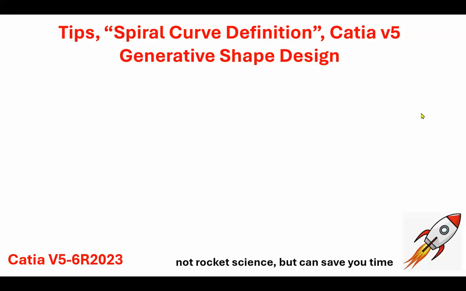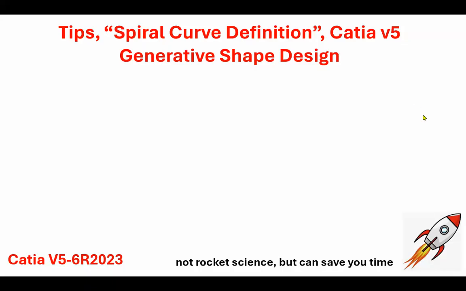First of all, this particular icon is going to be found in generative shape design. Now, generative shape design is usually used for wireframe and surface design, but some of the functionalities of what you see in generative shape is also the stripped down version of it in wireframe and surface design, which is a different workbench. However, spiral curve definition cannot be found there. You have to be in generative shape design in order to see that.